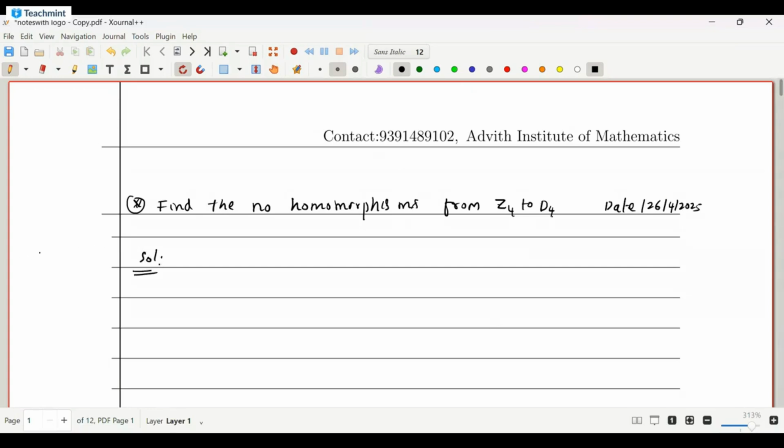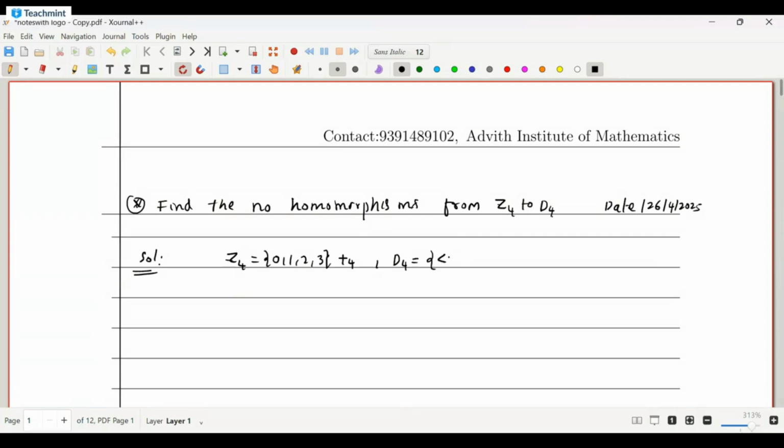So what is the structure of Z4 and D4? Z4's elements are actually 0, 1, 2, 3, kada, which is a cyclic group with respect to addition modulo 4. What about D4? D4 is a dihedral group of order 8, such that 4 rotations and 4 reflections, kada.